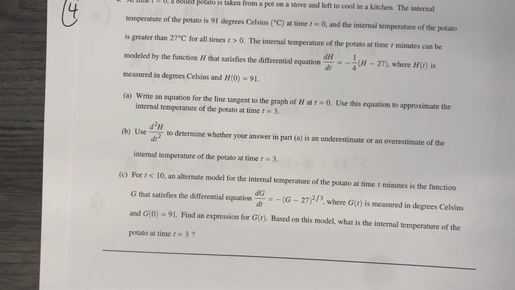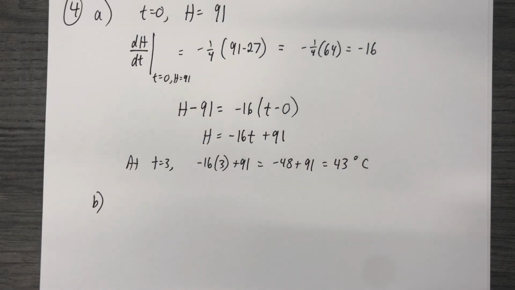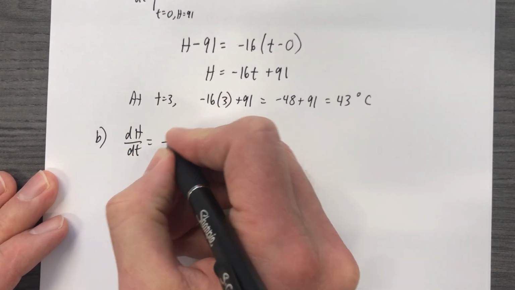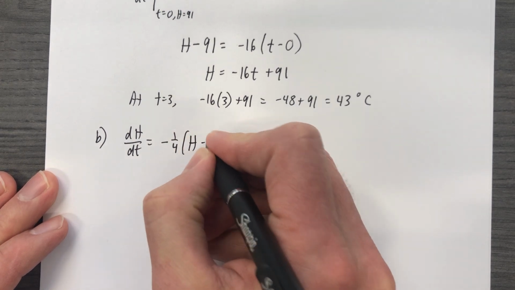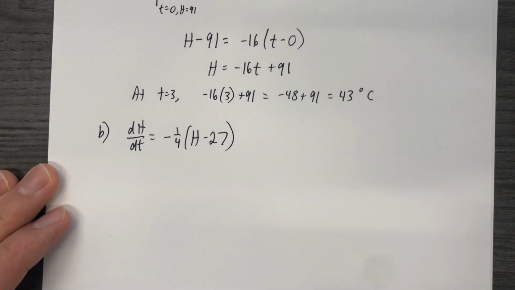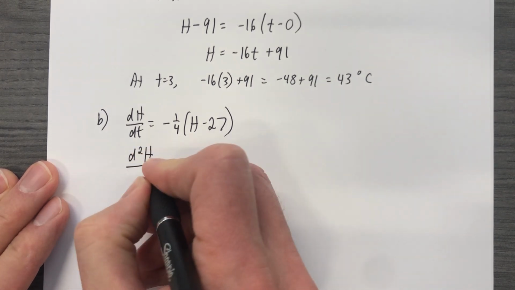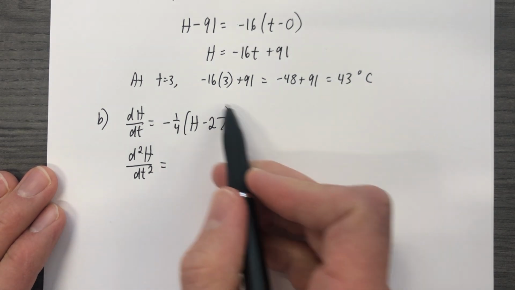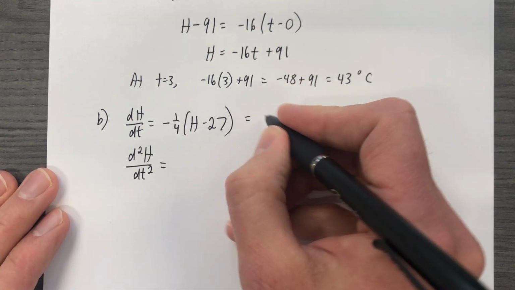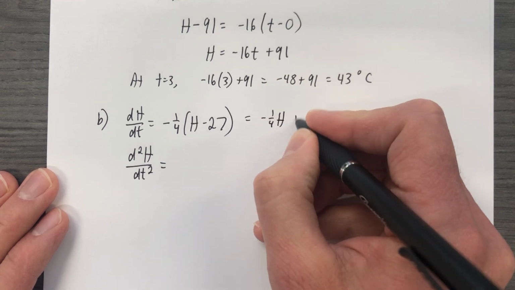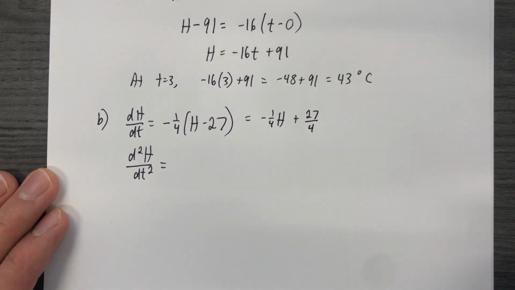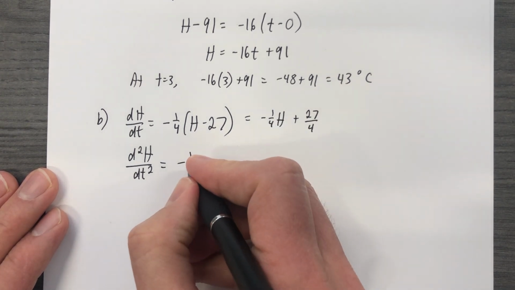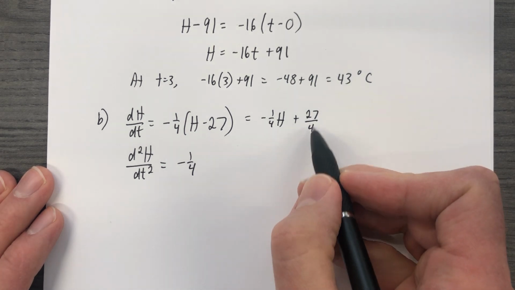Easy to get overwhelmed in that. Let's just start by finding the second derivative. I'm going to write the first derivative that they gave us. So dh/dt equals negative 1/4 times h minus 27. We're going to find the derivative of that with respect to time. If it helps, you could do negative 1/4 h plus 27/4, totally valid, and we'll just take the derivative of each term. The derivative of negative 1/4 h would be negative 1/4. The derivative of 27/4 is 0.